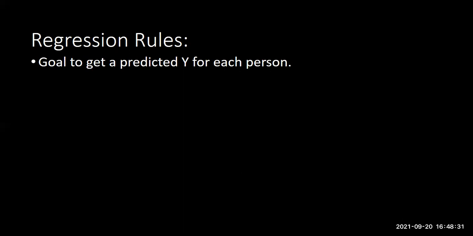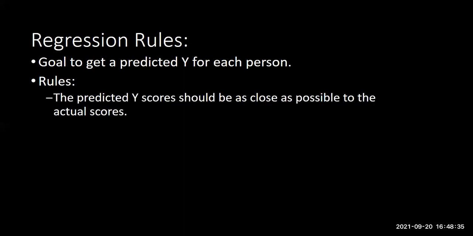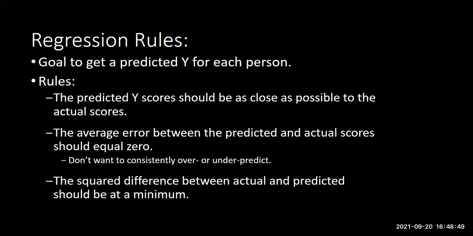Remember what our rules of regression are. I'm just going to remind you before we move on. The goal is to get a predicted y-score for each person. This is the same for GLM or regression. Each predicted y should be as close as possible to the actual score. That means I want the distance between where I predict a person and where they actually are to be very small.